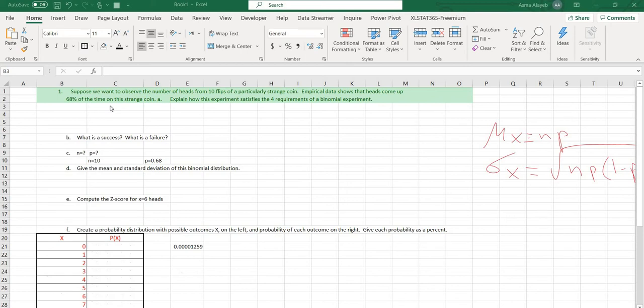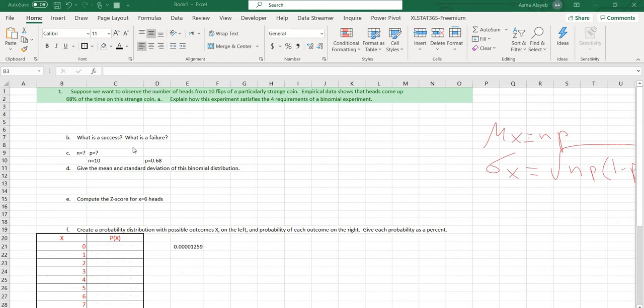The last requirement is that each trial has the same probability of occurring, which is true. And given in this question, each trial has a 68% chance of getting heads. So all of the requirements are covered, and this is indeed a binomial experiment.